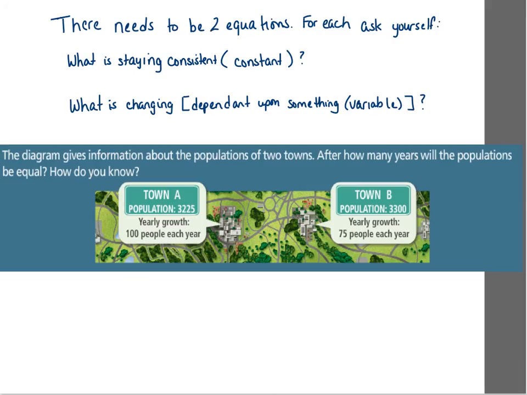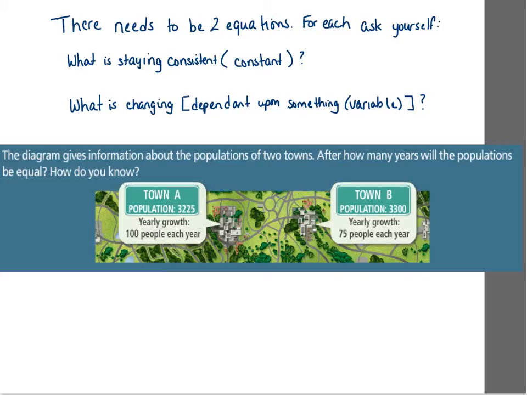I know story problems always cause a lot of stress, but let's take a look at them and see if we can decrease that stress just a bit. In this diagram, we have information about populations of 2 towns. We have town A, which starts at 3,225, but has a yearly growth of 100 people. We have town B, which starts slightly greater at 3,300, and its yearly growth is 75 people.